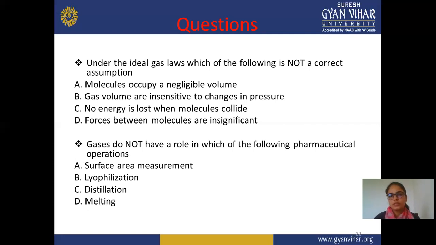In this, option A is molecules occupy a negligible volume. B is the volume of gas is insensitive to change in pressure. C is no energy is lost when molecules collide. D is forces between the molecules are insignificant. So these are the four options for the ideal gas law. Of these four options, three are correct assumptions for the ideal gas law, and one is incorrect. You can select the one option which is incorrect for this assumption.